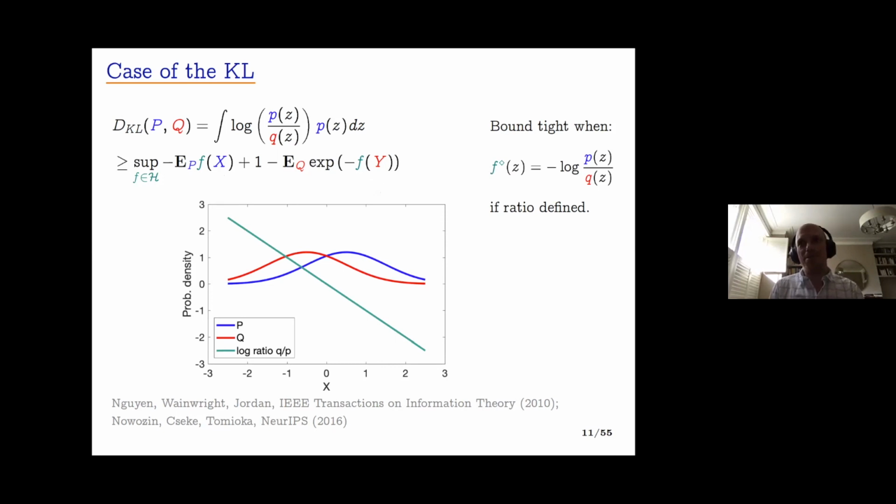Now this bound becomes tight at f diamond, where f diamond is the negative log ratio of p to q. So for instance, if I've got p and q which are Gaussians with different means, the log ratio is just a straight line, and f diamond is this straight line here.